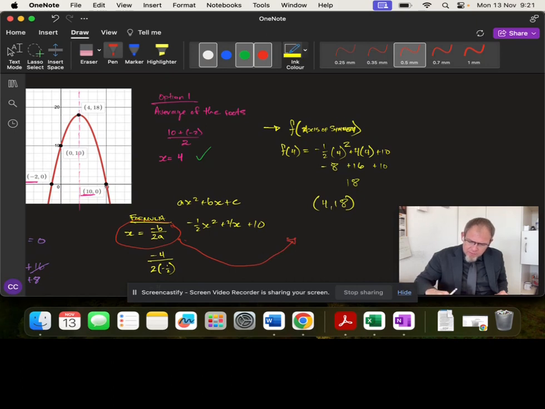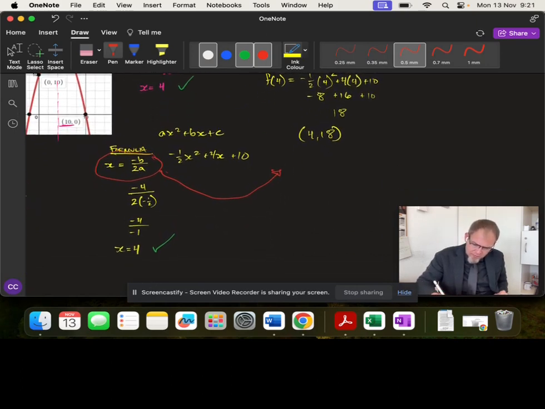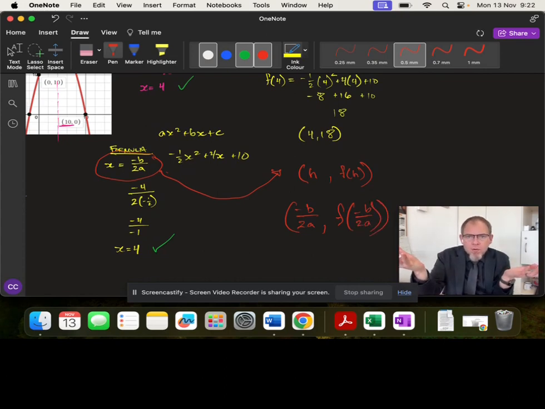And again, I could also find my vertex this way: my vertex is going to be the x coordinate, and then the function evaluated at that x coordinate. So I could write this as negative b over 2a, and then f of negative b over 2a. And that will give me the coordinates of my vertex every time, super simple.